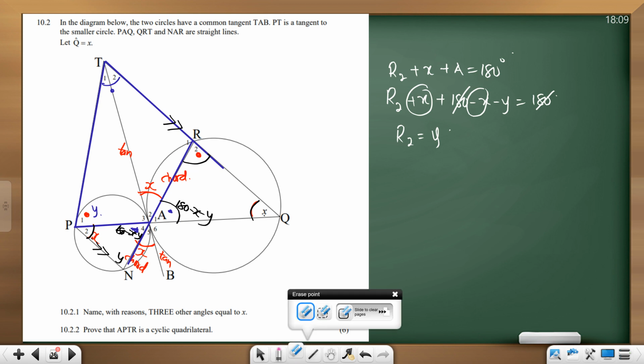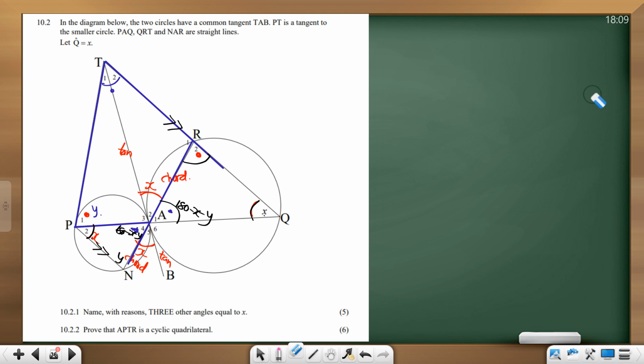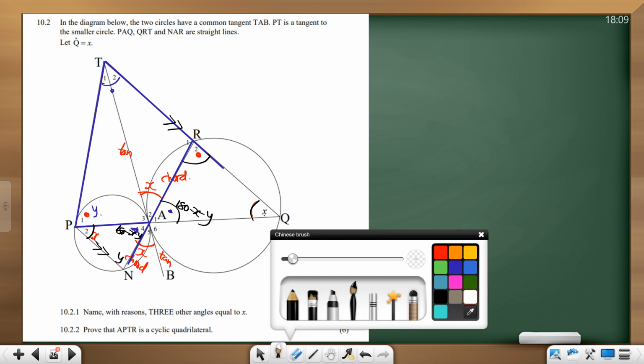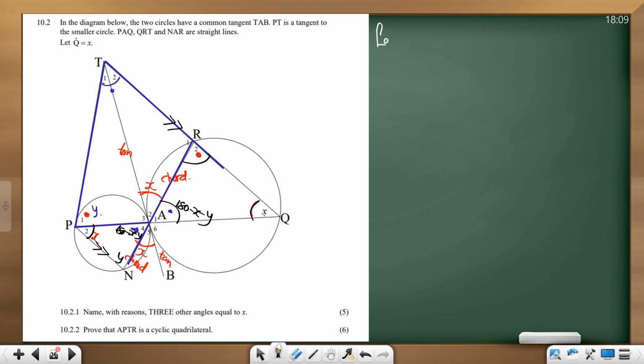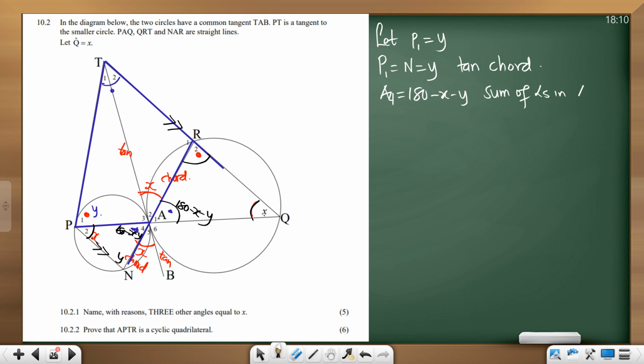Okay, let's write down the answers. Probably help someone. This is what I would have written. I'll follow Tapelo's system. Let P1 be equal to y. So what do we know? P1 is equal to N, which is equal to y. What's your reason? Tan chord. A4 therefore is 180 minus x minus y. Sum of angles in a triangle. A1 is equal to A4. Vertically opposite angles.